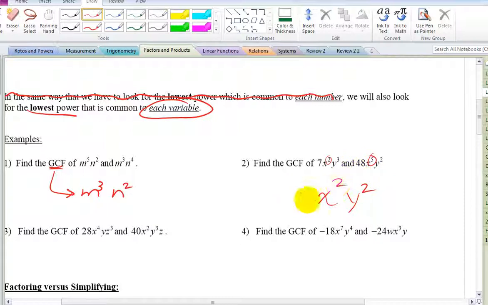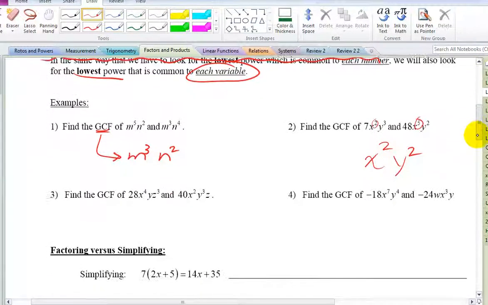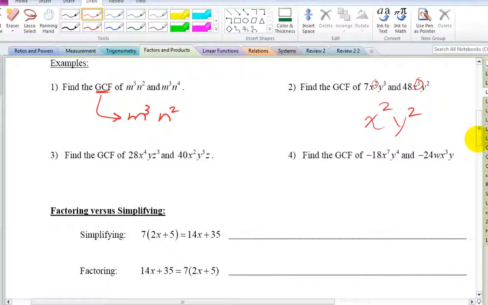Okay. So sometimes you'll see that the GCF is only letters. Okay? You're not going to see that too often. Okay. Just be careful with that. Next one. Now we're going to have a combination of letters and numbers. Okay. So do your letters and your numbers.